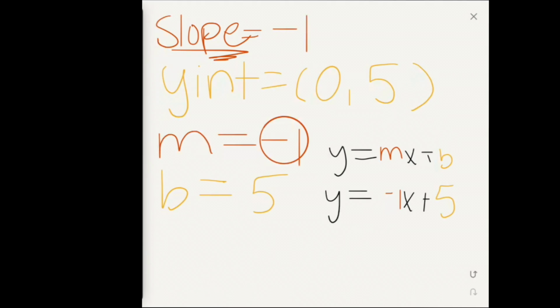Now what you do is substitute the slope m equals -1 back into the equation and the y-intercept b equals 5 back into the equation to get your answer. Y equals -1x plus 5. If we were just given the slope and y-intercept, we plug in the values given into our equation y equals mx plus b and get our answer.